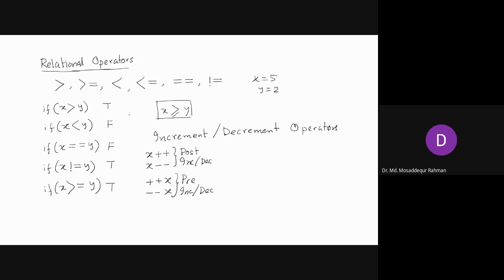So let's say we have these two variables x and y. Now let's see if I write it like this: z is equal to y plus x plus plus, or if I write y plus plus x. We can write in two different ways, and they will have two different outputs. So what will be the output in the first case?